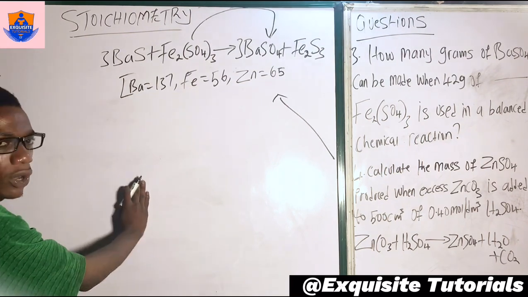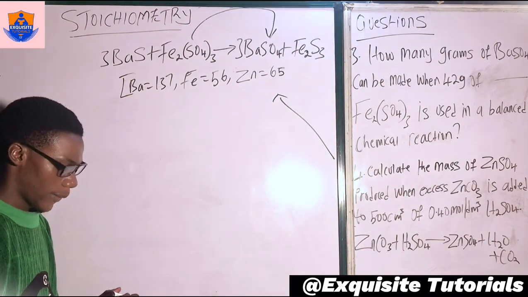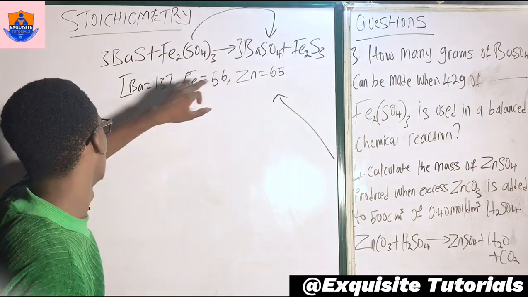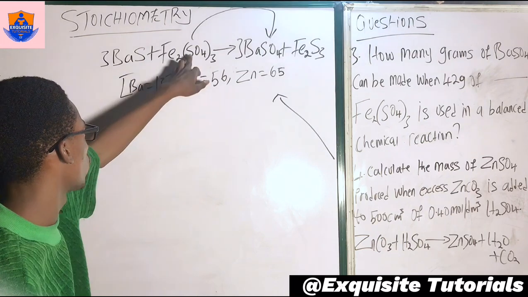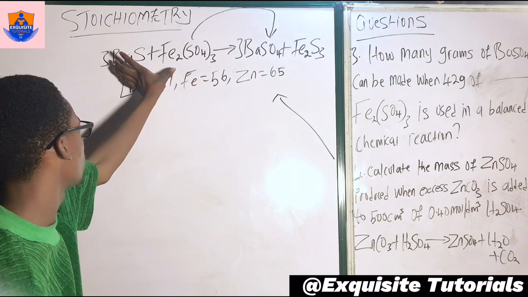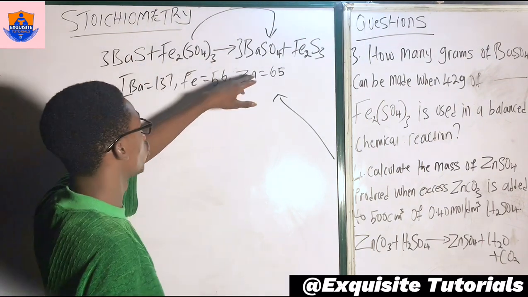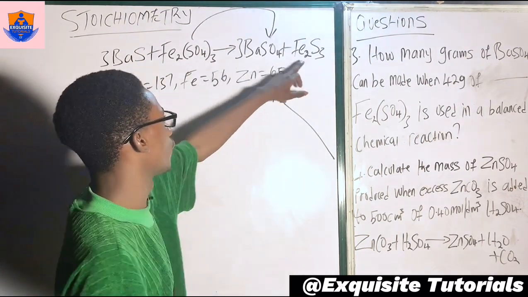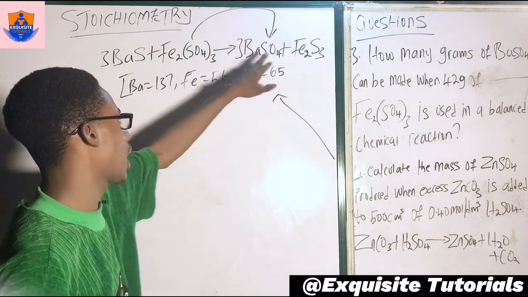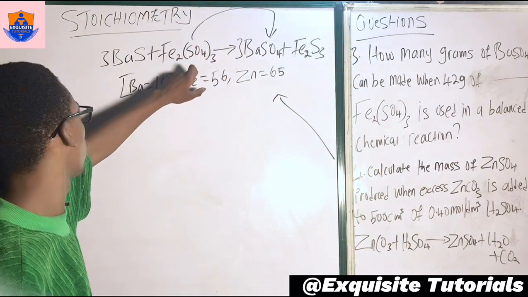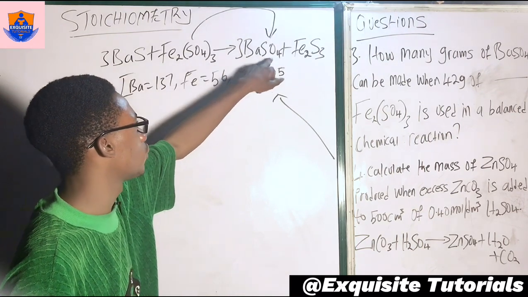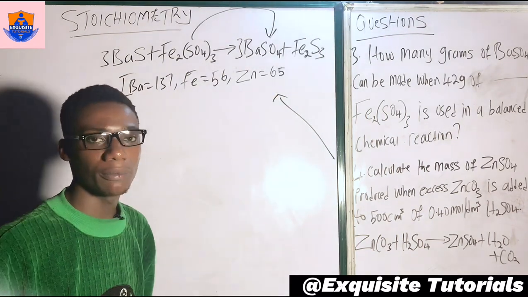So first of all, let's check if our equation is balanced. Barium here is 3, barium here is 3 as well. Sulfur here is 3 plus 3, so sulfur on the reaction side is 6. Sulfur here is 3, and 3 as well, so sulfur is 6, balanced. Then iron is 2 as well. Then oxygen is 4 times 3, which gives us 12, and here 4 times 3 gives us 12. So the equation is totally balanced.